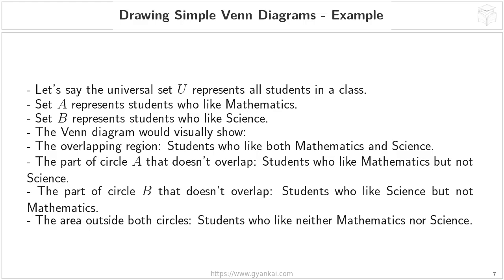So, by visually representing this information in a Venn diagram, we can quickly and easily understand the relationships between these different groups of students and see how many students fall into each category. This is a powerful way to organize and interpret data. In the next slide, we'll recap the key takeaways from this tutorial, so you can remember the most important points.